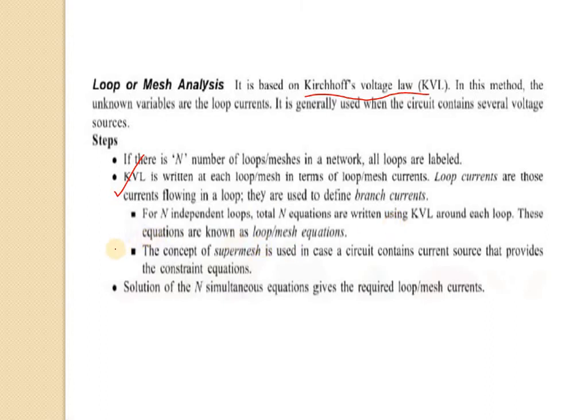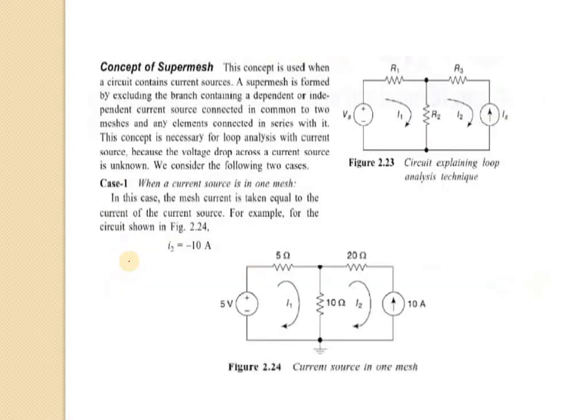Second, the concept of supermesh is used in case the circuit contains a current source that provides the constraint equations. Now, solution of the n simultaneous equations gives the required loop or mesh currents. That means by using Kirchhoff's current law in node analysis, we can calculate the node voltages at once, and by using Kirchhoff's voltage law in mesh analysis, we can calculate the mesh or loop currents at once.